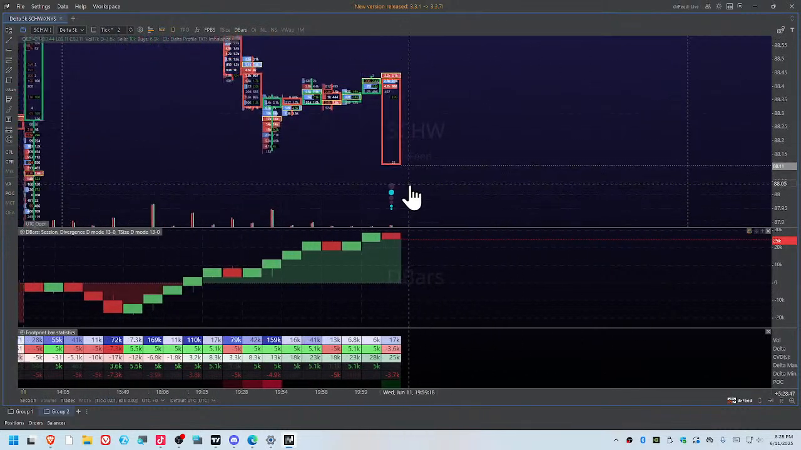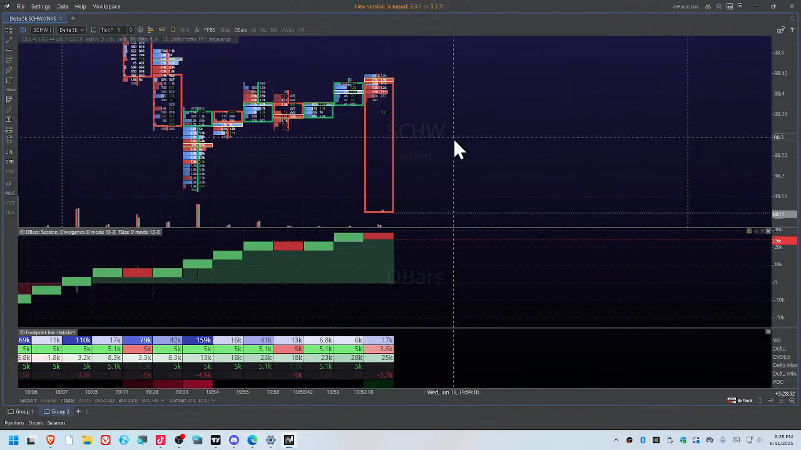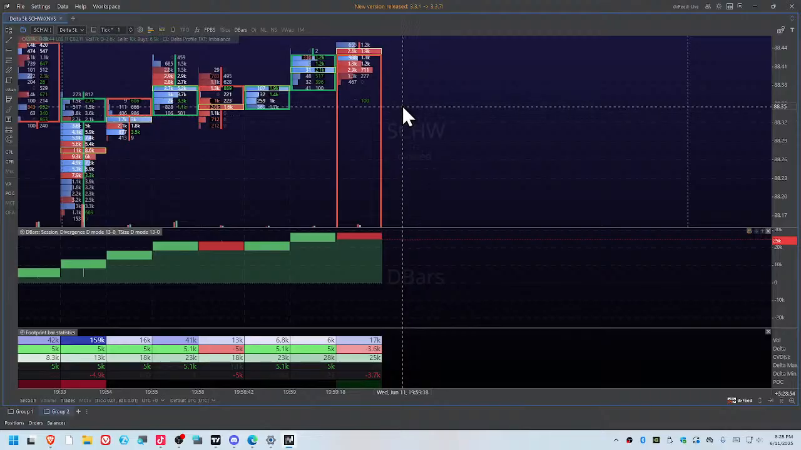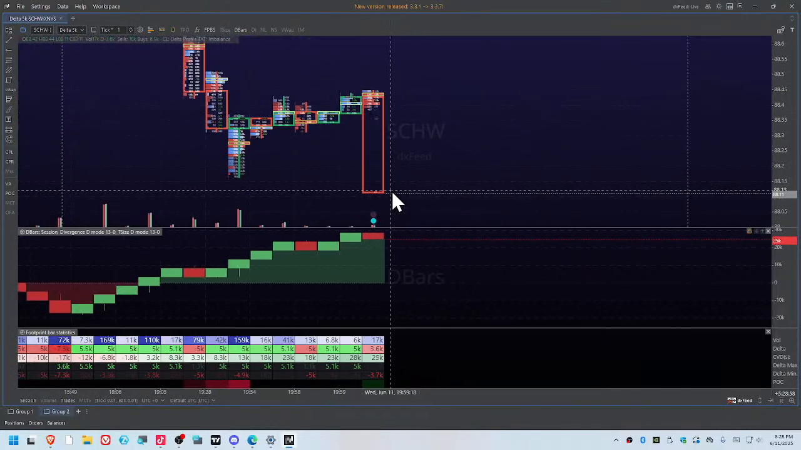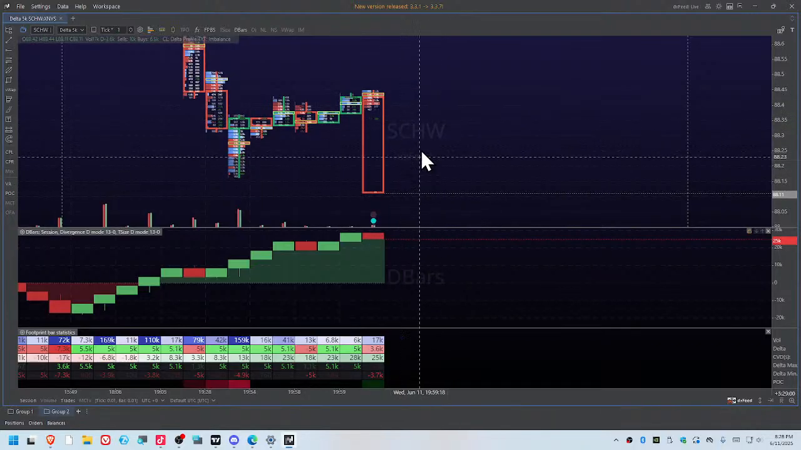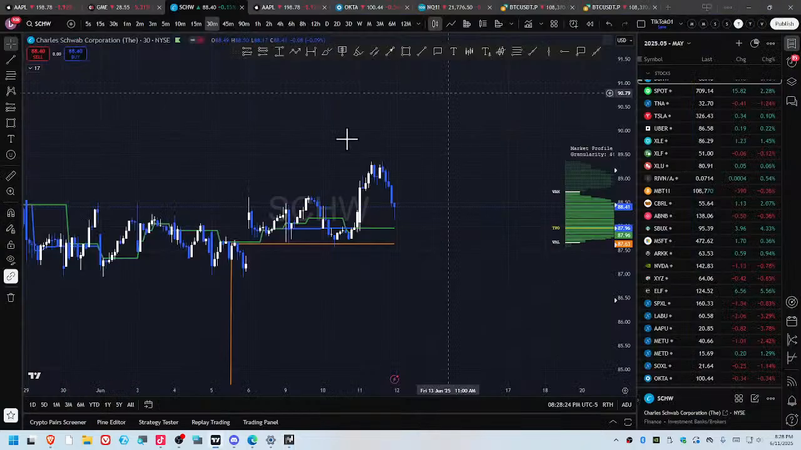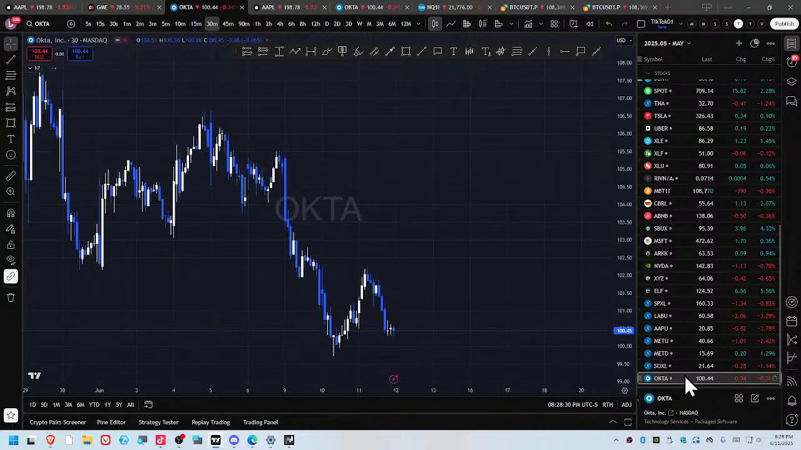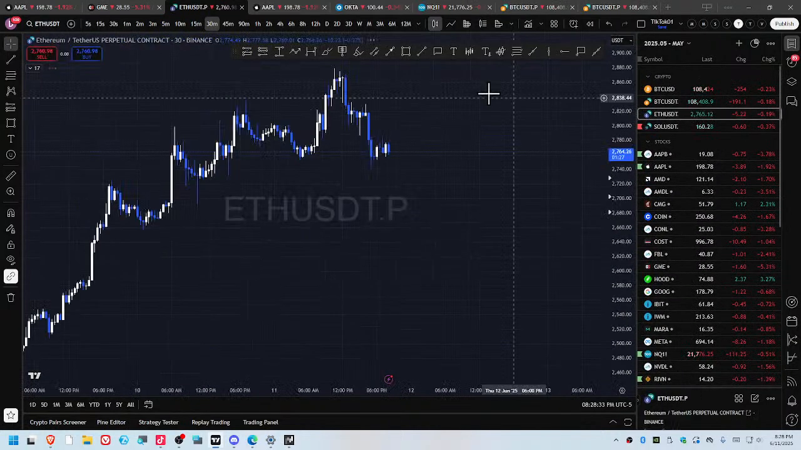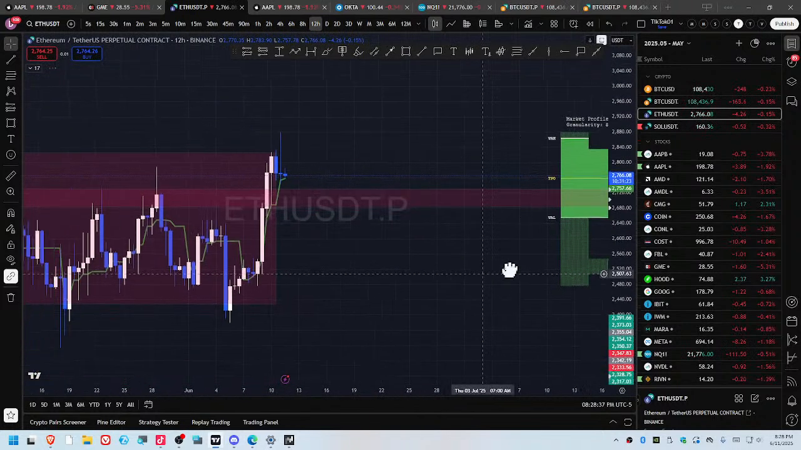And if we lower the tick size a bit, it looks like there wasn't a whole lot of volume here, so a correction to fill this gap would not surprise me. So then if we switch over to, I had one more, or was it just ETH? I think it was just ETH.